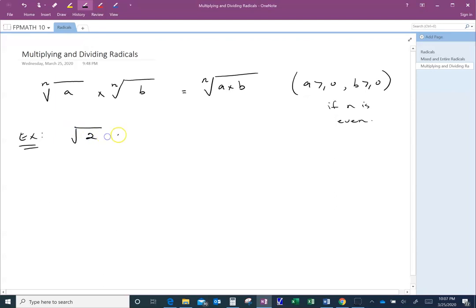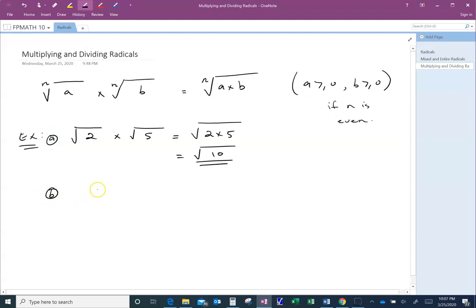Square root of 2 times square root of 5. That is square root of 2 times 5, and then we can simplify that. That is square root of 10. So this is example A.